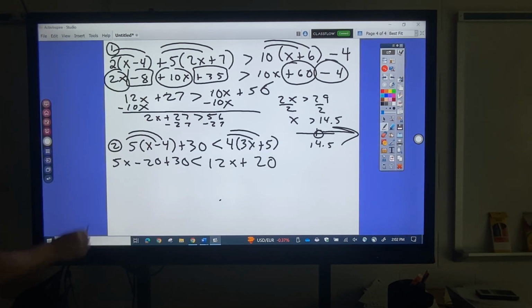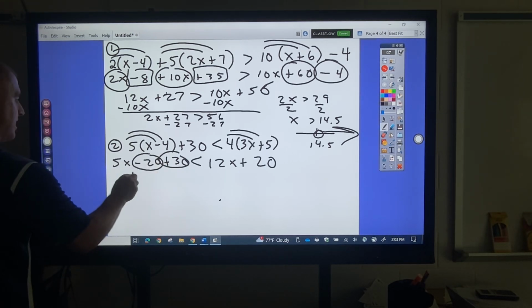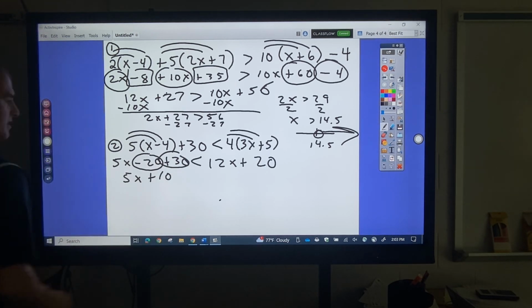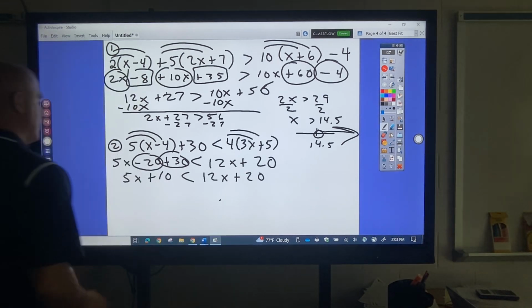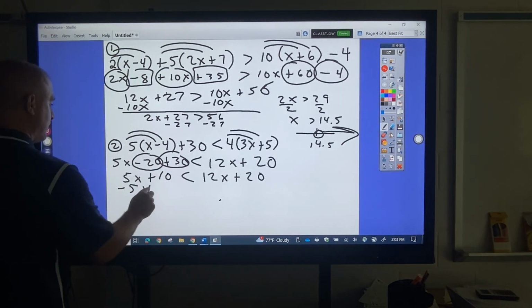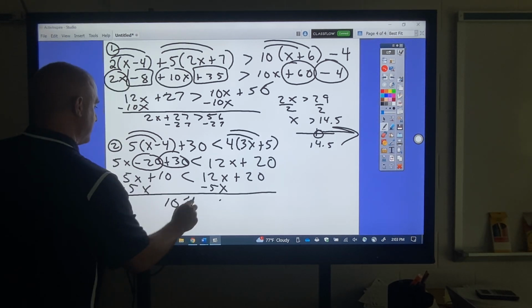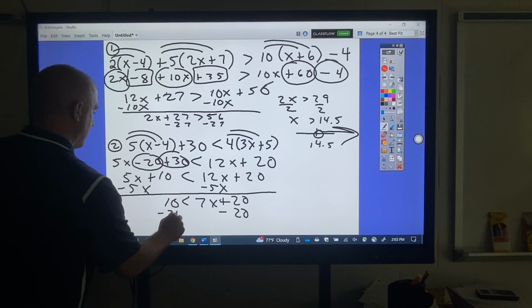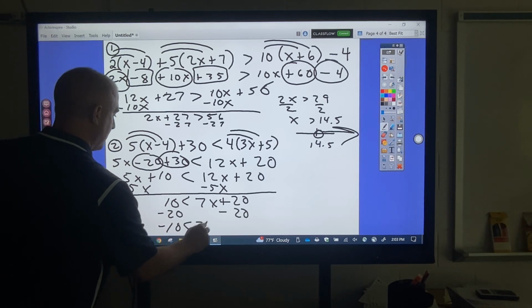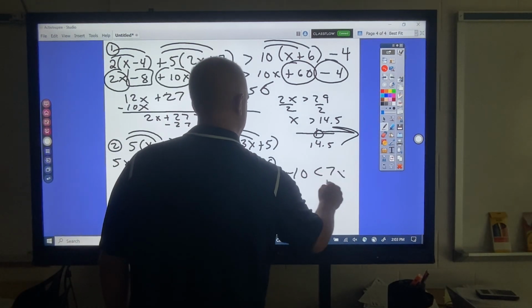Okay? Now, the only things that can combine over here are these two. So negative 20 plus 30 is 10. And I got 12x plus 20 on this side. So once again, I would subtract 5x. I got 10 less than 7x plus 20. Subtract 20. Got negative 10 less than 7x. I'm going to move that up here because I ran out of room. Divide by 7.